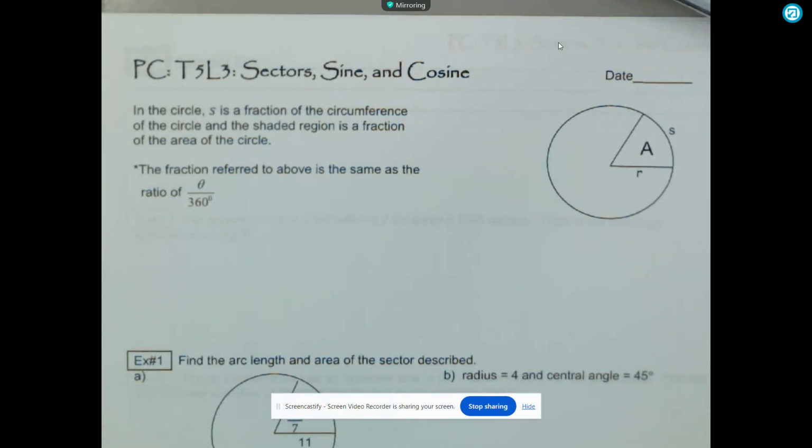Yes, I know that doesn't mean it's a review. Some of y'all are going to be like, I've never seen this before. Okay, it's okay.